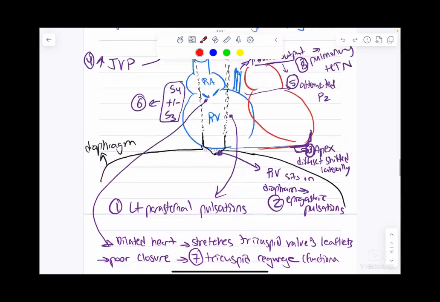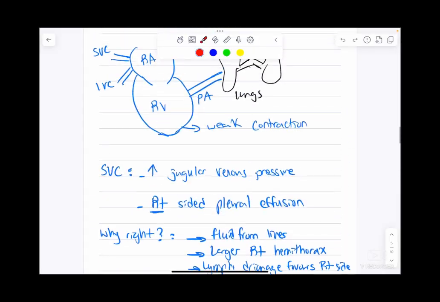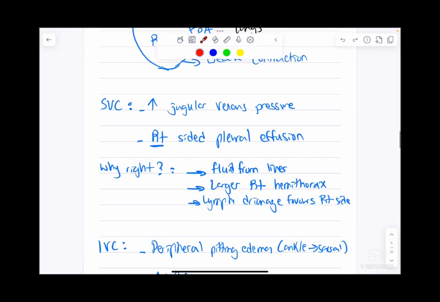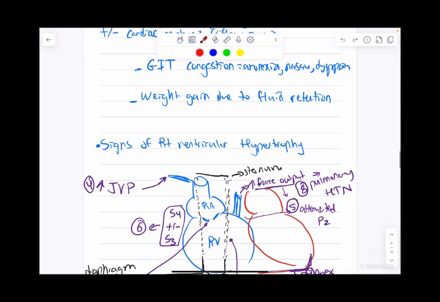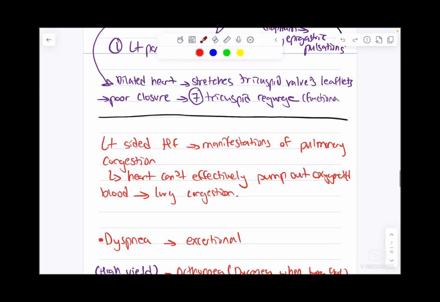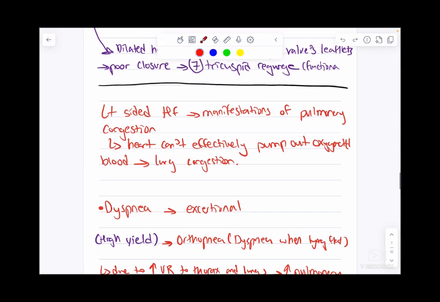All right, well, that was the right-sided heart failure manifestations and the right ventricular hypertrophy. Both are very important clinically. You need to recognize them as a doctor, especially as a cardiologist.